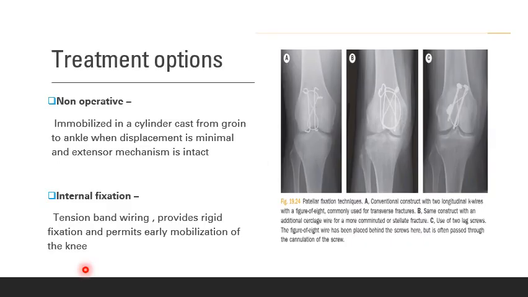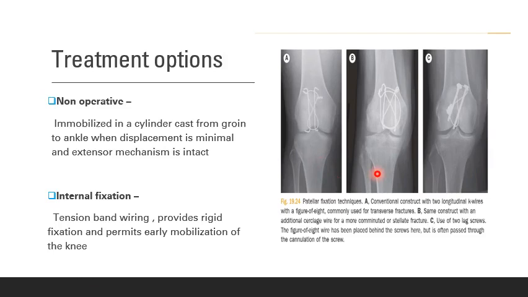Treatment options for patellar fracture: non-operative, immobilized in a cylinder cast from groin to ankle when displacement is minimal and the extensor mechanism is intact. Internal fixation is done with tension band wiring, TBW, which provides rigid fixation and permits early mobilization of the knee. X-ray A shows TBW with 2 K wires and figure of 8.